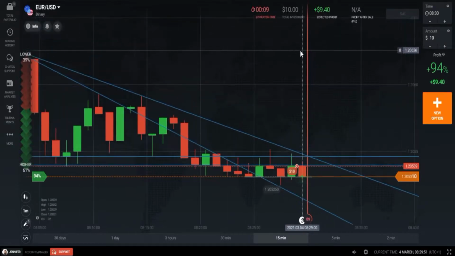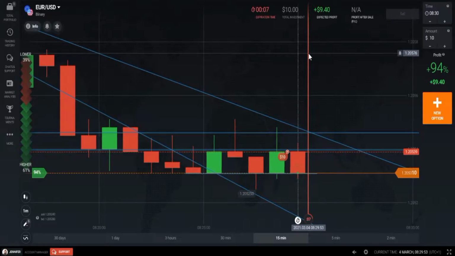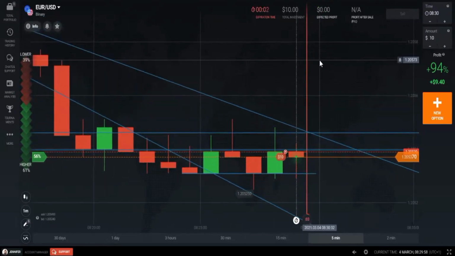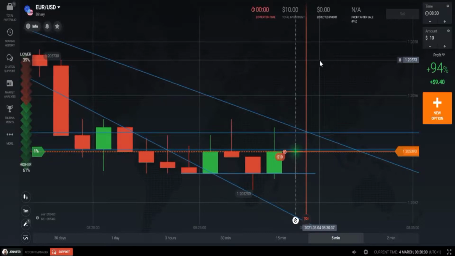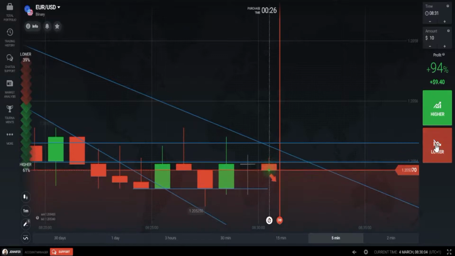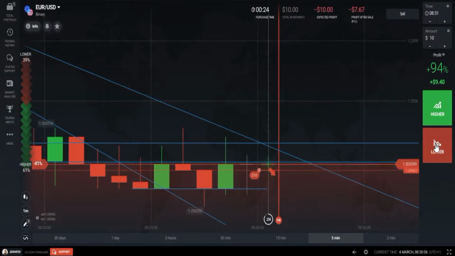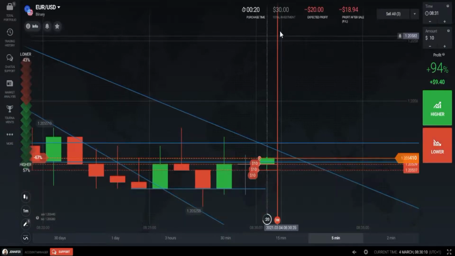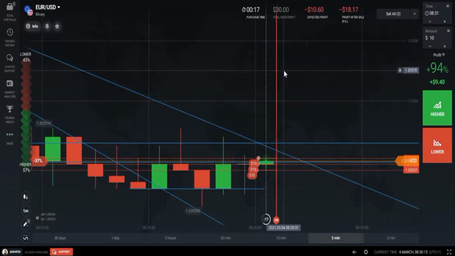So binary option isn't 100% winning trades. So we got a draw. So highly potential to go down again. We got a bad entry. I'll go again. Okay, we got $30 of trades.